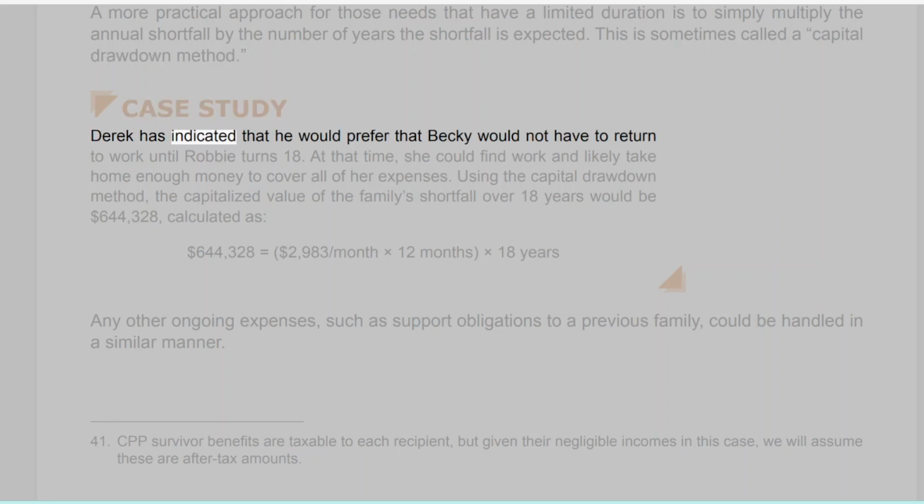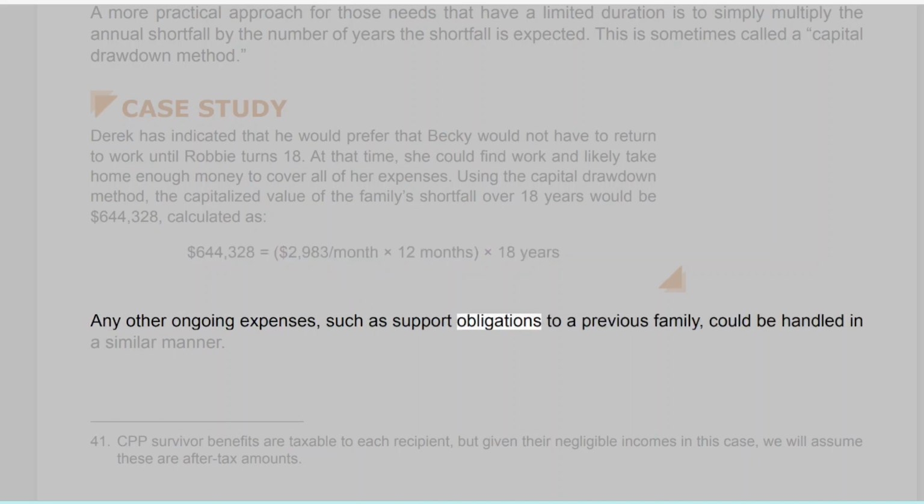Case study. Derek has indicated that he would prefer that Becky not have to return to work until Robbie turns 18. At that time, she could find work and likely take home enough money to cover all of her expenses. Using the capital drawdown method, the capitalized value of the family's shortfall over 18 years would be $644,328, calculated as $644,328 equals $2,983 per month times 12 months, times 18 years. Any other ongoing expenses, such as support obligations to a previous family, could be handled in a similar manner.